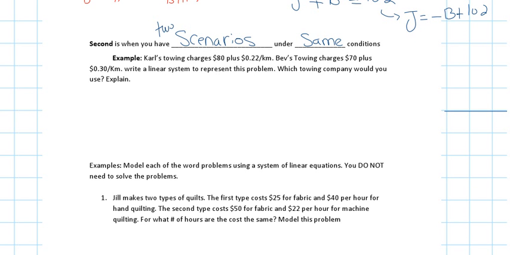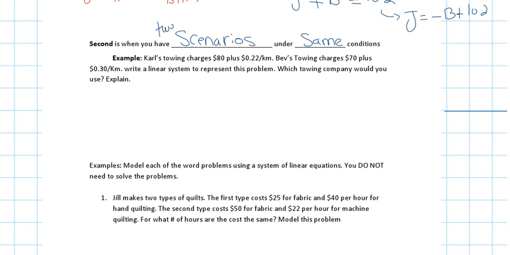Let's read this question. Carl's towing charges $80 plus 22 cents per kilometer, while Bev's towing charges $70 plus $0.30 per kilometer. Write a linear system to represent this problem. Which towing company would you use? Explain. We're just going to write the linear system. We're not going to solve it.